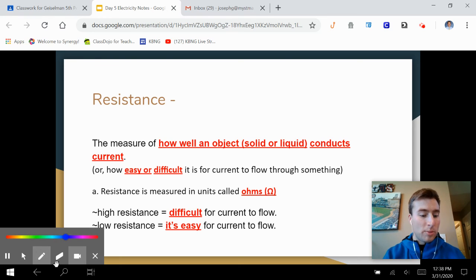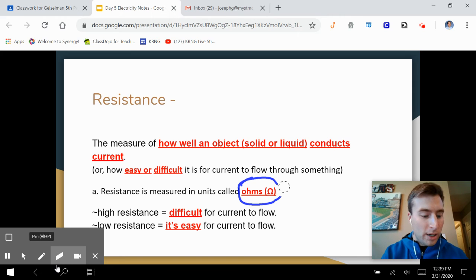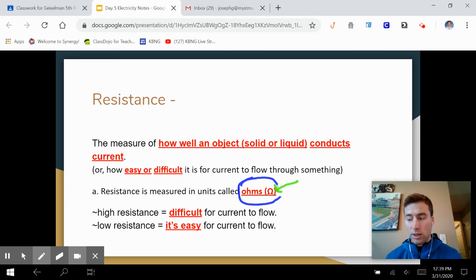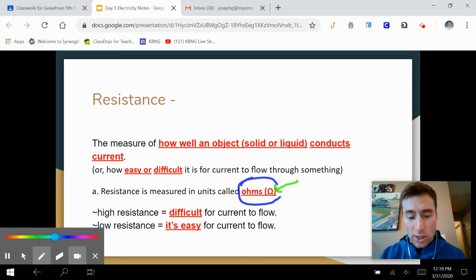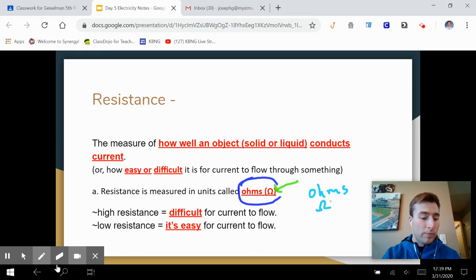We measure resistance in something called ohms. So ohms are the unit for resistance. We also use the symbol omega. That's the Greek letter omega. So you'll see me write on our keys for different things. I'll either write out ohms when I'm talking about resistance, or I'll just put the omega symbol. So again, high resistance means it's really difficult for current to flow. Low resistance means it's really, really easy.